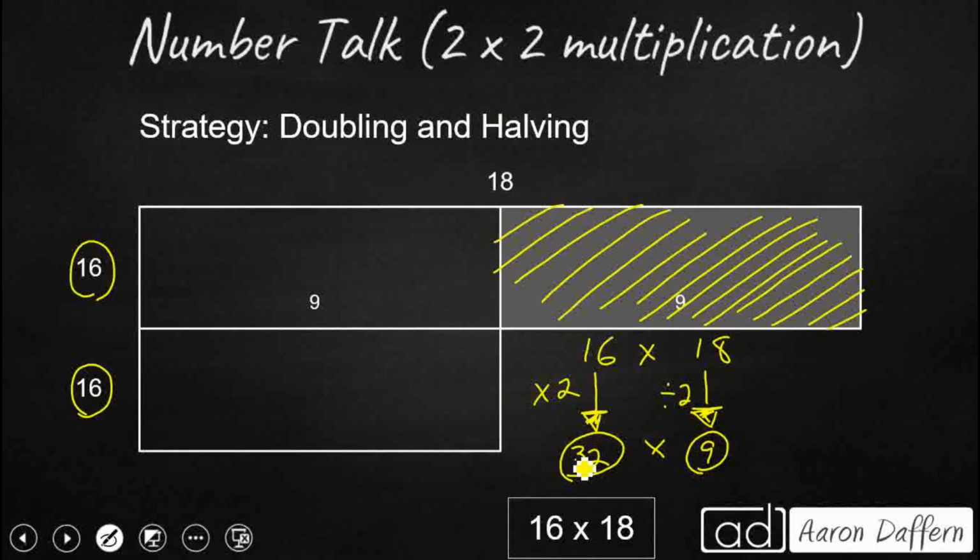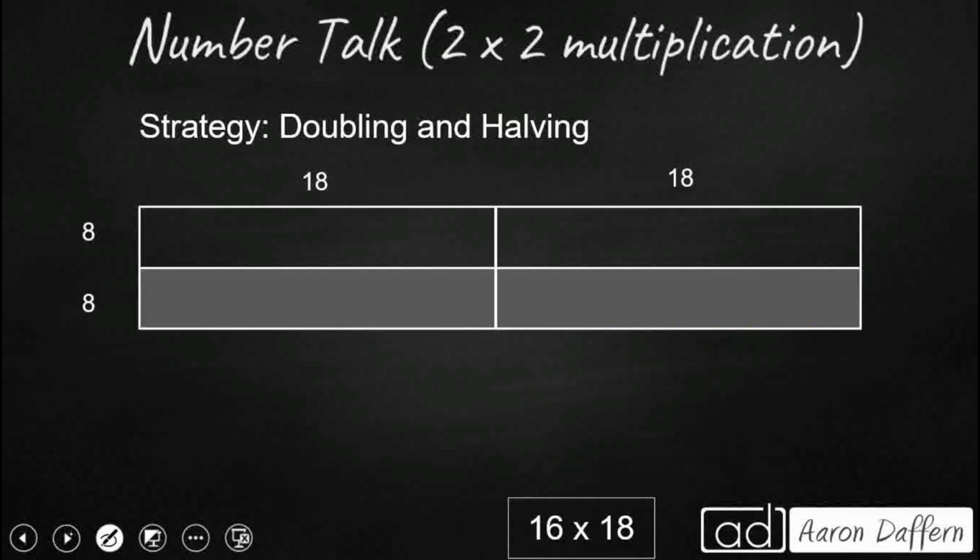So 9 times 30 is 270. 9 times 2 is 18. And that's going to get you your 288.